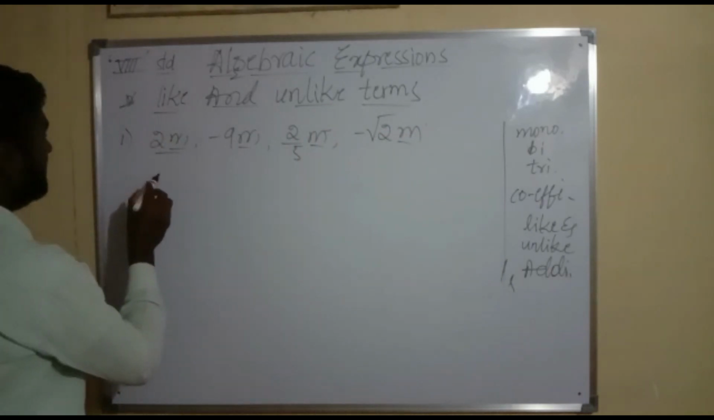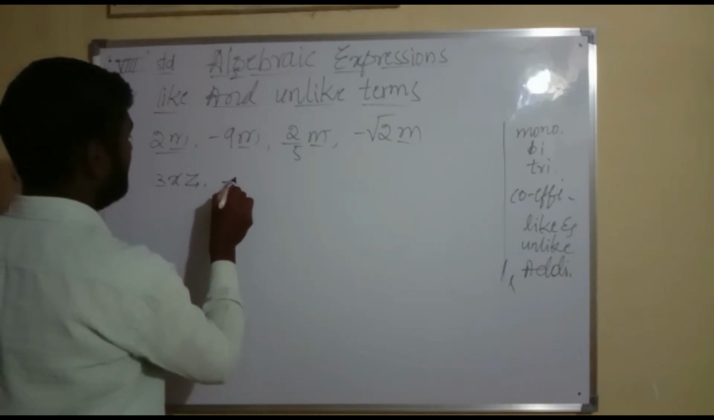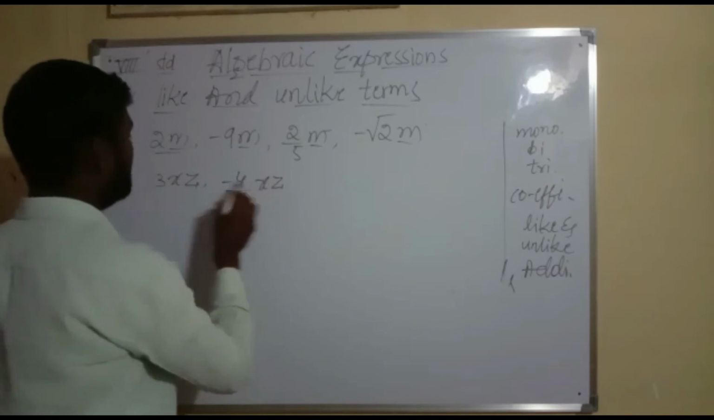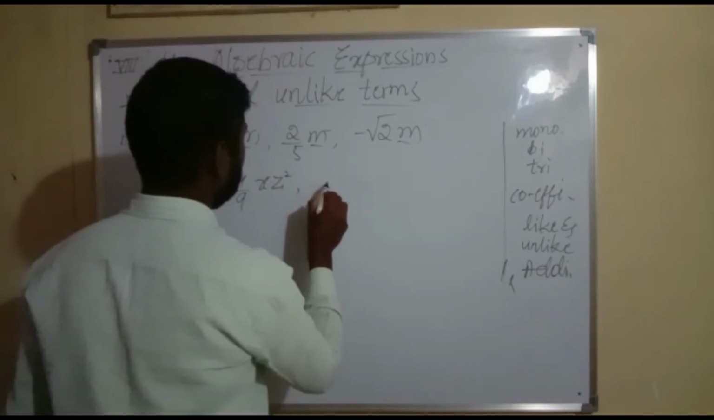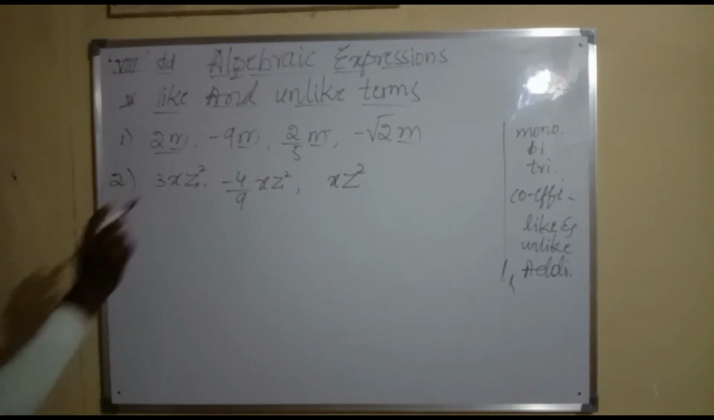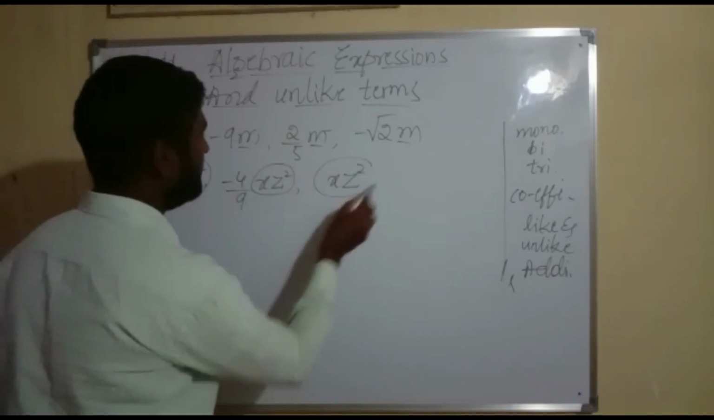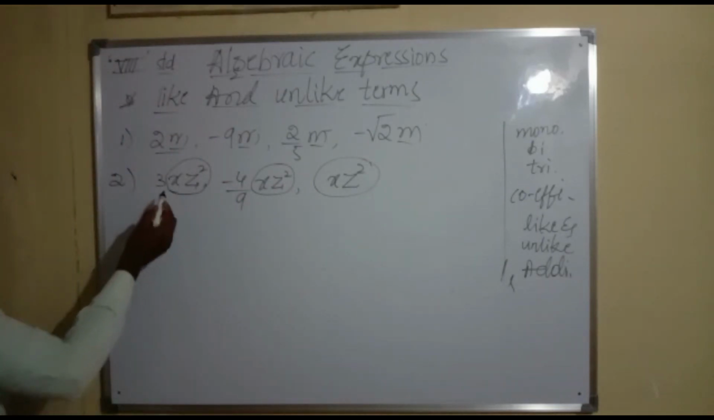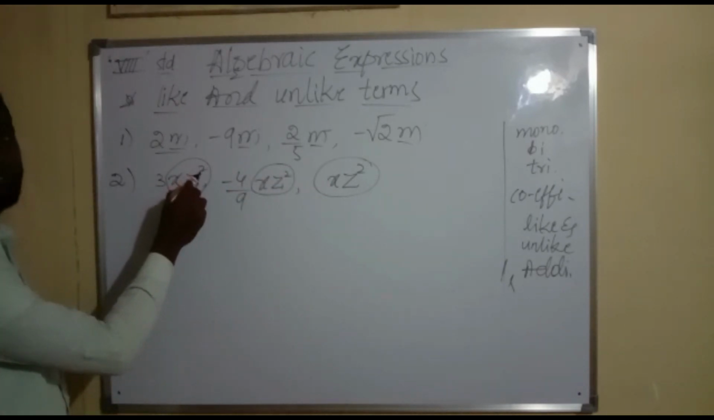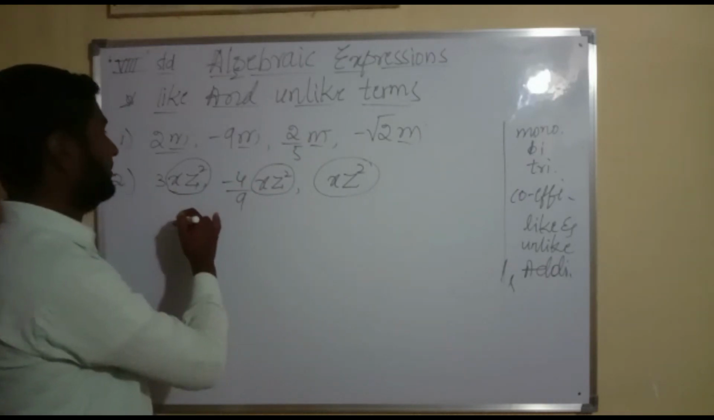I will show another example if you want. I can write 3xz square minus 4 by 9 xz square, or xz square simply. This is also an example of like terms, because here also you can see the same variable group, xz square. The exponent of x is 1, 1, 1 in each term, and the exponent of z is 2, 2, 2 everywhere. So these are also like terms.